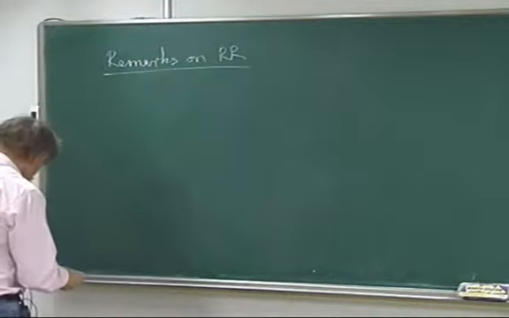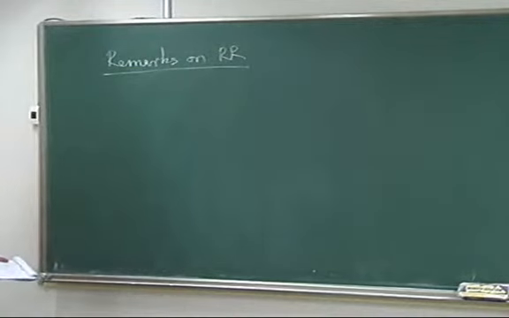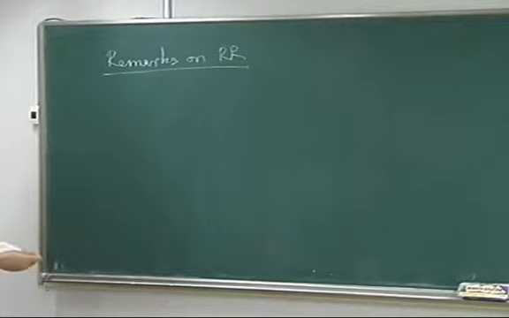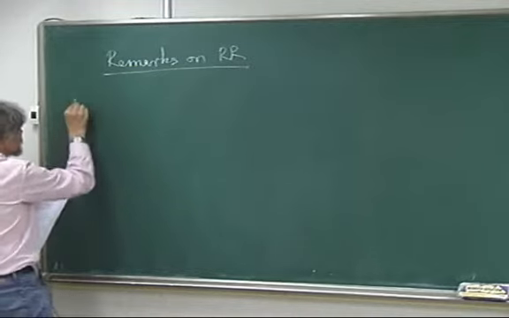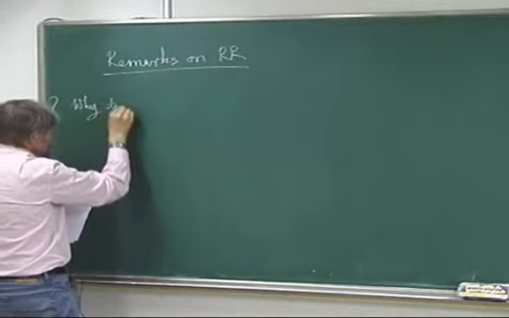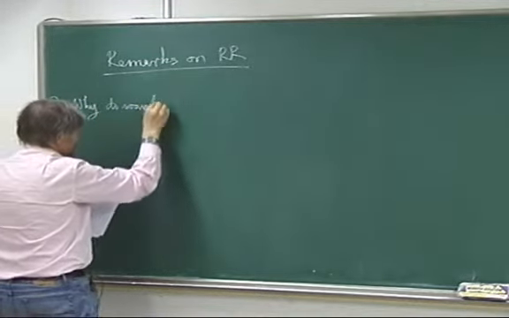So maybe we could step back from the details of the argument I've given and say why. So this is the first thing. Why do we want L of D?